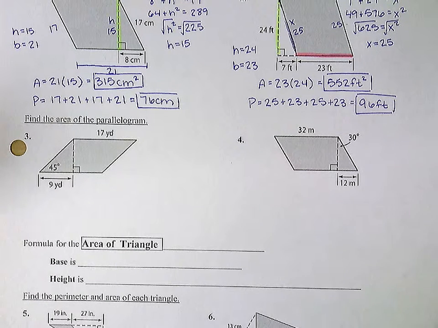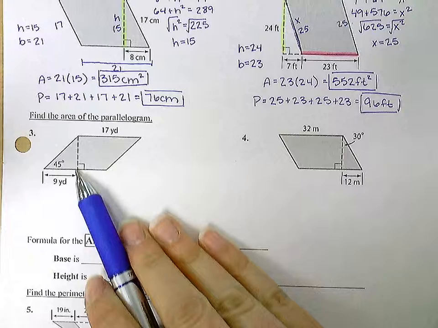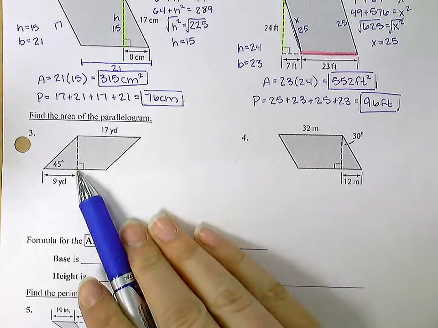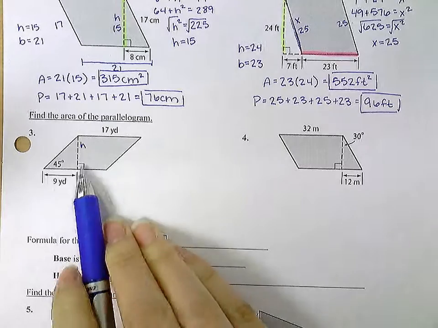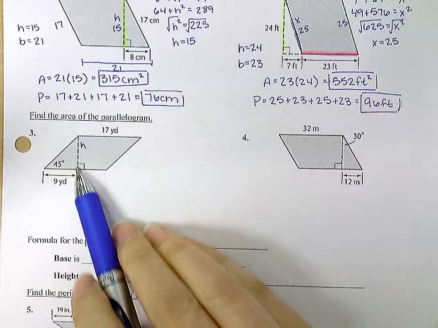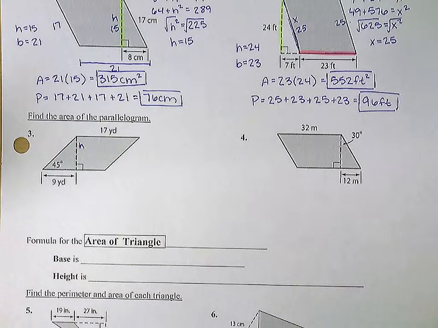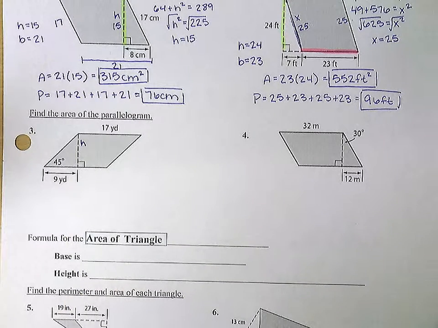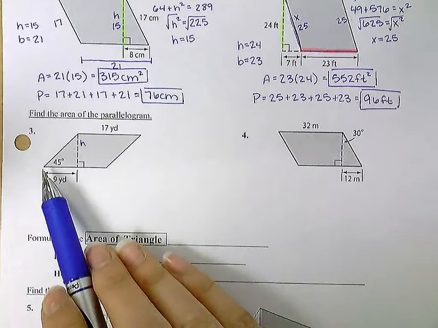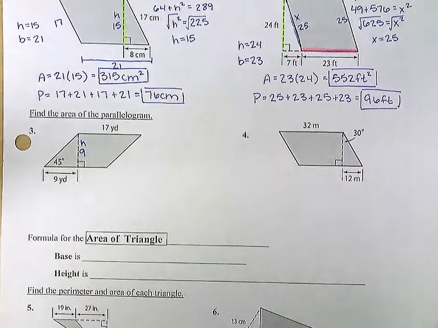In number 3, we are not given this height here. So again, height is that perpendicular distance between your parallel sides, and I don't have that. However, I can find that height because I have this right triangle formed right here, and I know it's a 45, 45, 90 right triangle. So if it's a 45, 45, 90 right triangle, what do you know about your 2 legs? They're equal to each other. So since one of my legs is 9 yards, the other leg has to be 9 yards. So our height is going to be 9.